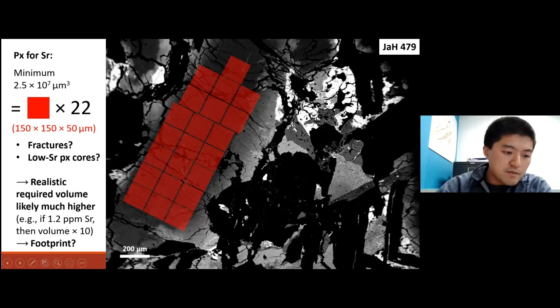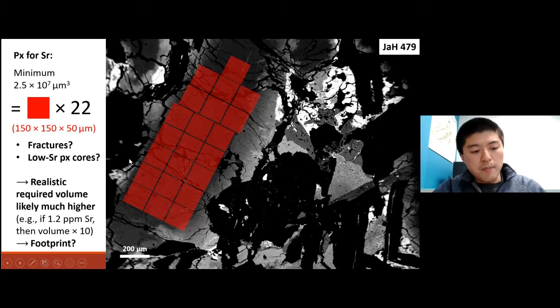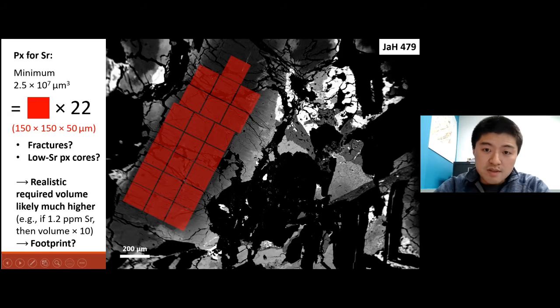Likewise for pyroxene, while there are definitely grains coarse enough to support the minimum required volume over here, it's difficult to sample a grain without drilling into fractures. And in addition, the minimum volume requires drilling from the most strontium-rich compositions. Typically that means these light colored regions on the rim, which crystallize late during magma cooling, so they have a more evolved composition.